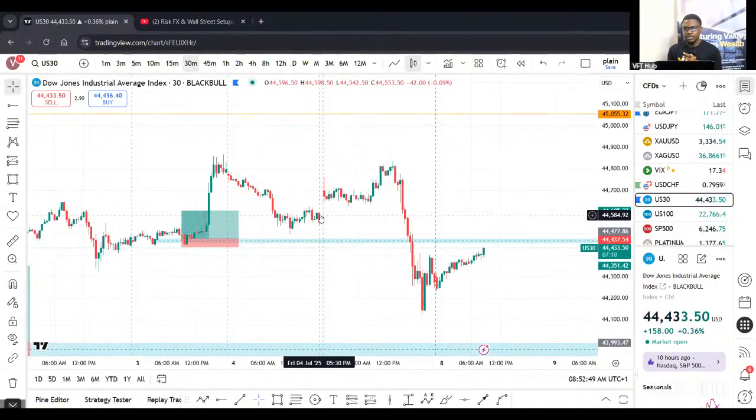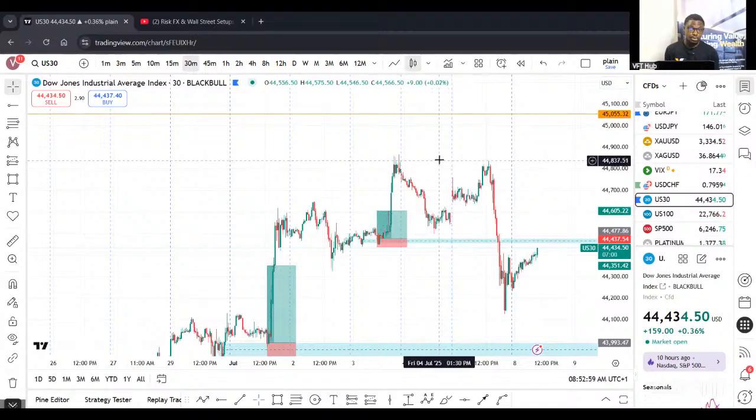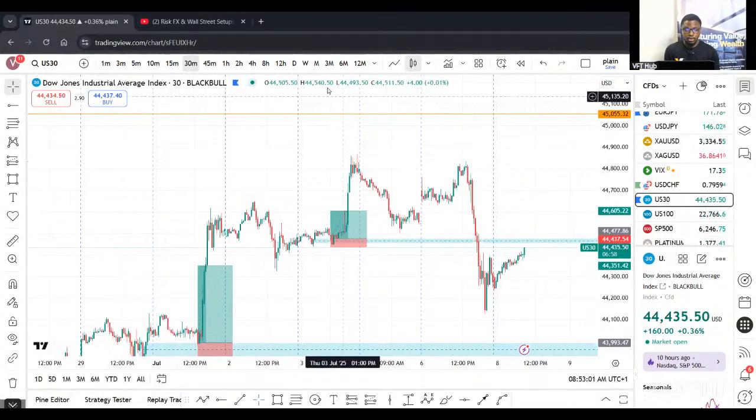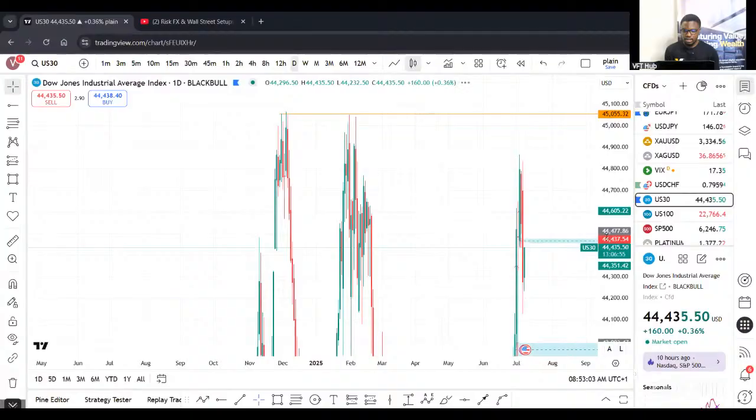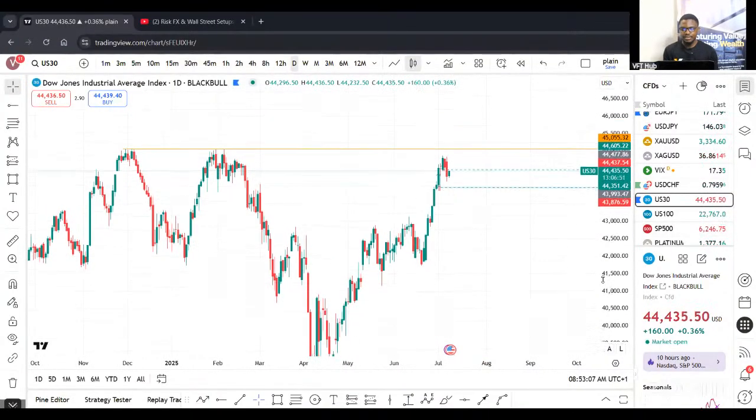Now, what is the current situation of the market? We've seen price attempt to break above this high, right, to touch this zone, yet it has failed. So far so good. On the daily time frame, we are still very much bullish, guys. We are still very much bullish.